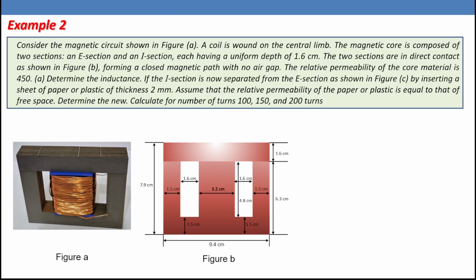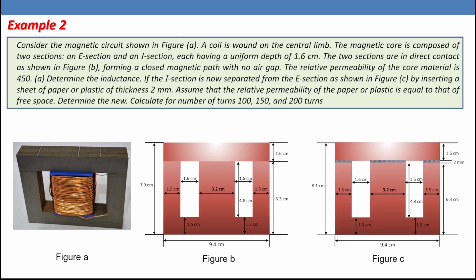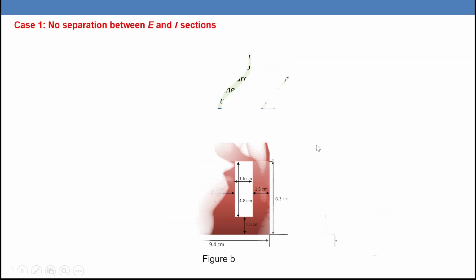If the I section now is separated from the E section as shown in figure C, we are going to add an air gap of something like 2 millimeter. So we are going to insert something like a paper or a piece of plastic. So if we have an air gap of 2 millimeter, we need to calculate the inductance if the number of turns is 100, 150, and 200 turns, using calculation, using finite element analysis, and using measurements.